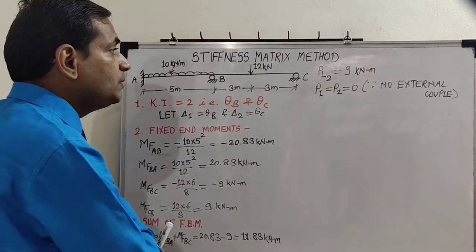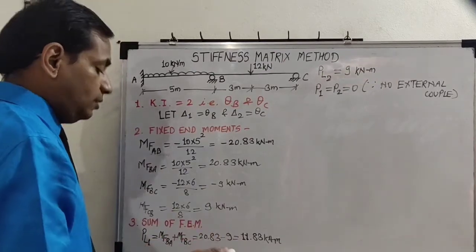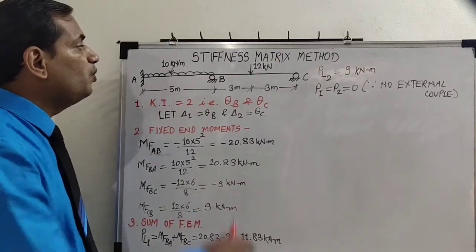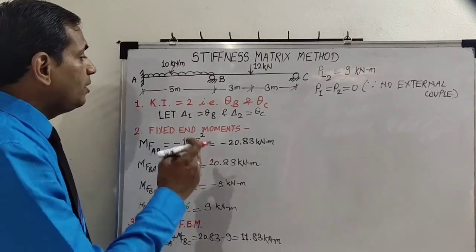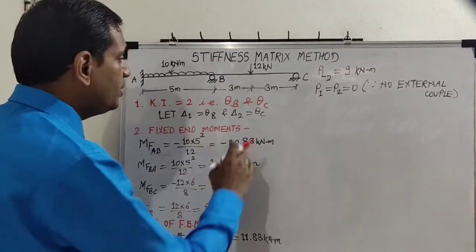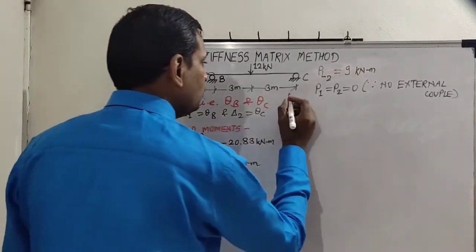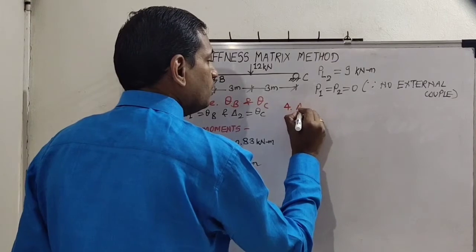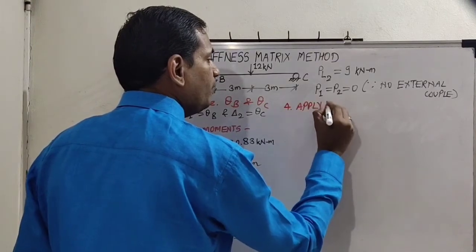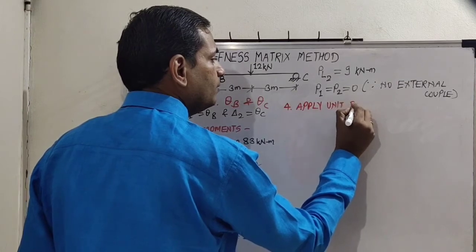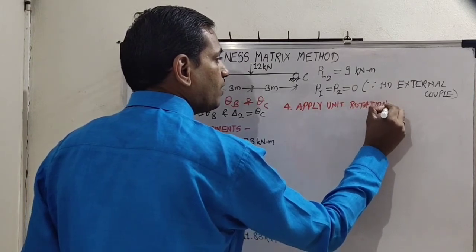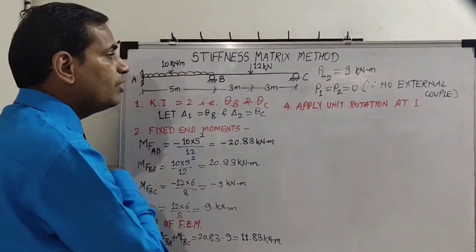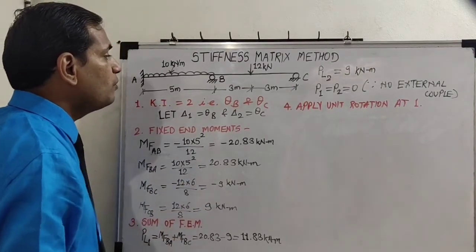Now, next will be finding out the stiffness matrix elements one by one. So for that, we need to remove the external loading. Take our first unknown, make its value 1, second unknown, make it 0. So, our first unknown will be theta b, we will apply unit value. So, apply unit rotation at 1. After applying unit rotation at 1, we will also draw the deformed shape of the beam.